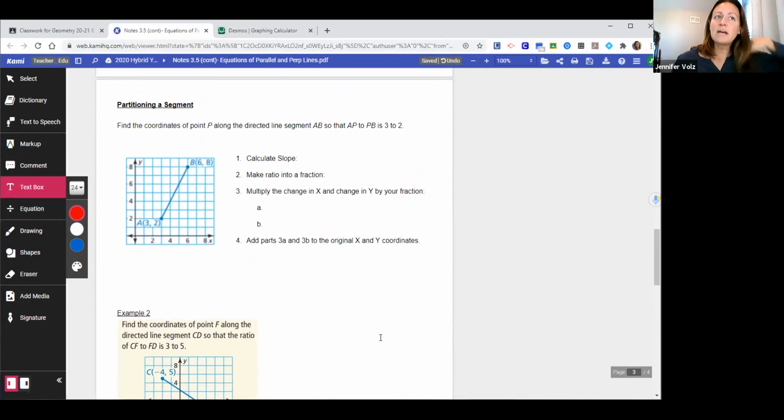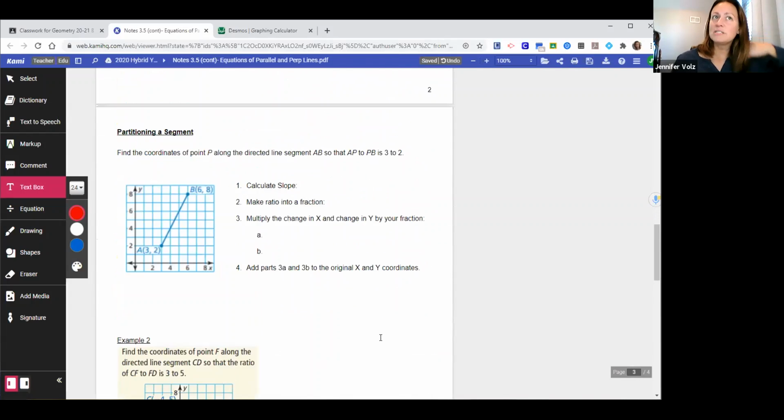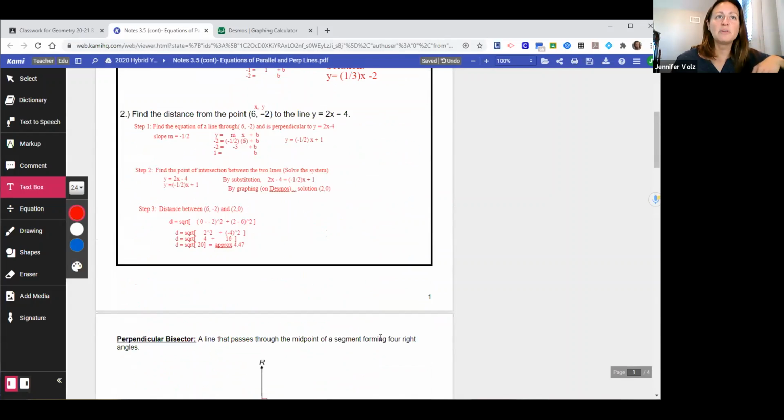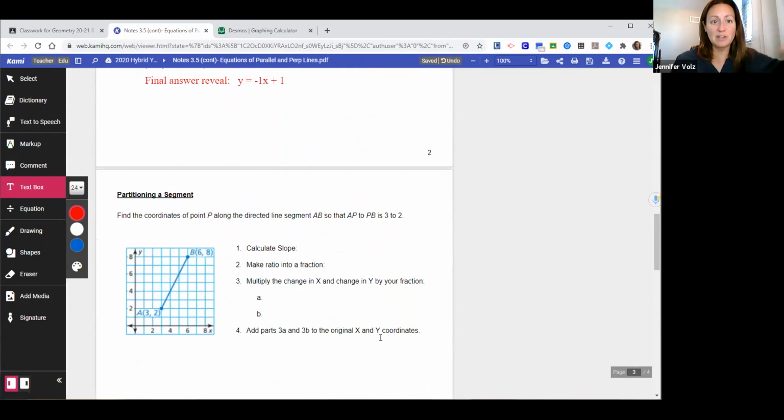Now there's one more topic in this set of notes here. We are in section 3.5. 3.5 is jam-packed with stuff about equations of lines that are parallel and perpendicular. This is like our second day doing notes on 3.5.